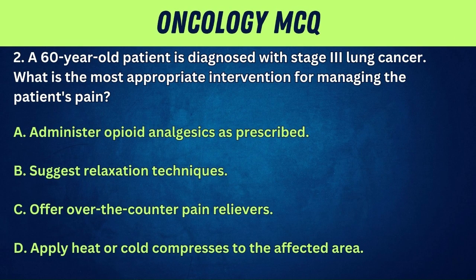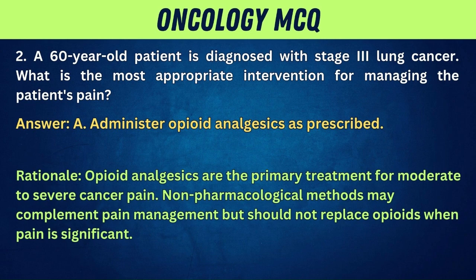2. A 60-year-old patient is diagnosed with stage 3 lung cancer. What is the most appropriate intervention for managing the patient's pain? A. Administer opioid analgesics as prescribed. B. Suggest relaxation techniques. C. Offer over-the-counter pain relievers. D. Apply heat or cold compresses to the affected area. Answer: A. Administer opioid analgesics as prescribed.